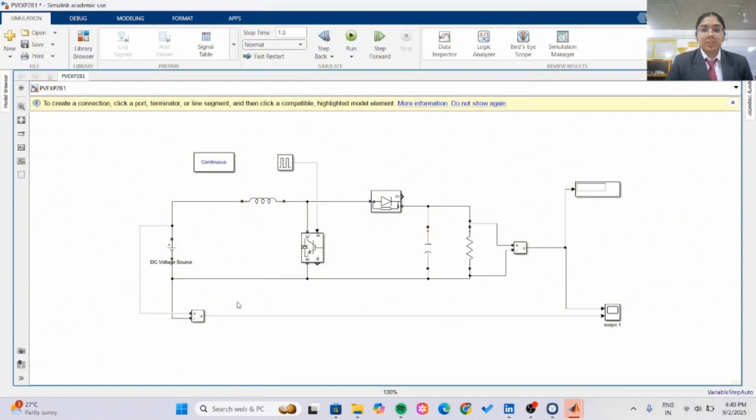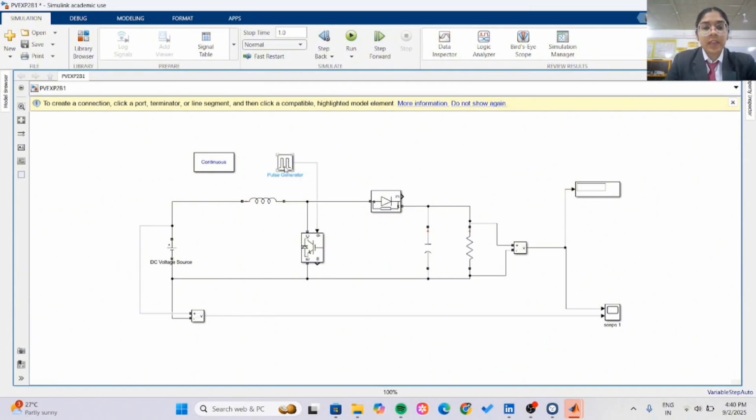So after the simulation, I will explain why we have connected the sources. First and foremost, we have taken the DC voltage source. It is the input supply. It can be a battery, a solar PV panel, or any DC supply too. We will connect it because it serves the boost converter's main purpose, and it will step up the DC input to a higher DC output.